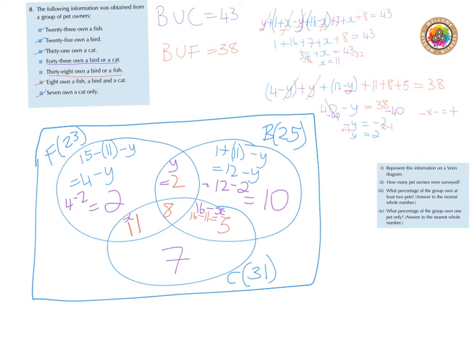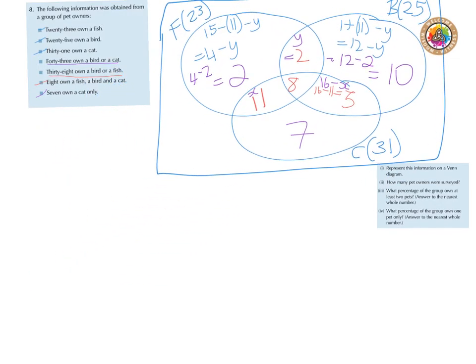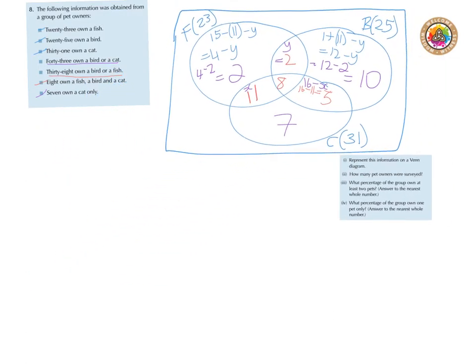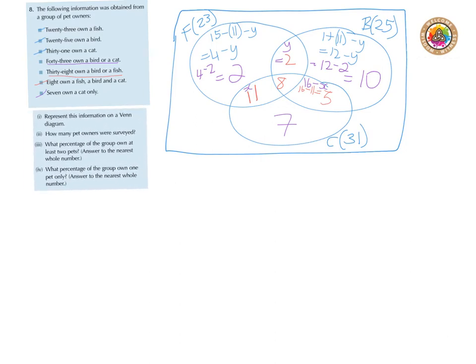So now that I have my Venn diagram complete, I can start to look at the questions. So I'm just going to get rid of these pieces of information just to free up a little bit of space on our screen. I'll move my Venn diagram back up here a little bit and I'll just resize it down. Now, that was question 1, representing the information on the Venn diagram. So now number 2, how many pet owners were surveyed?